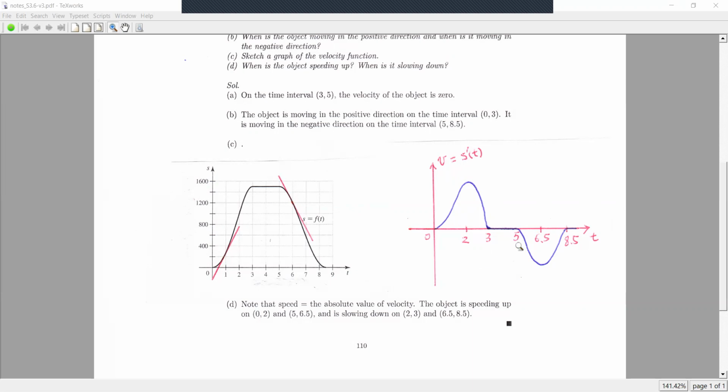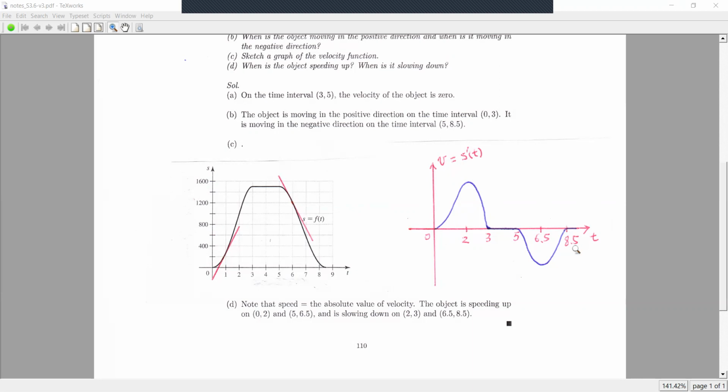Now here, we plot the graph of slope. At 5, slope is 0. Then as time is increasing, the curve is decreasing and reaches its bottom at about 6.5. Beyond 6.5, the curve is increasing to 0 at 8.5.